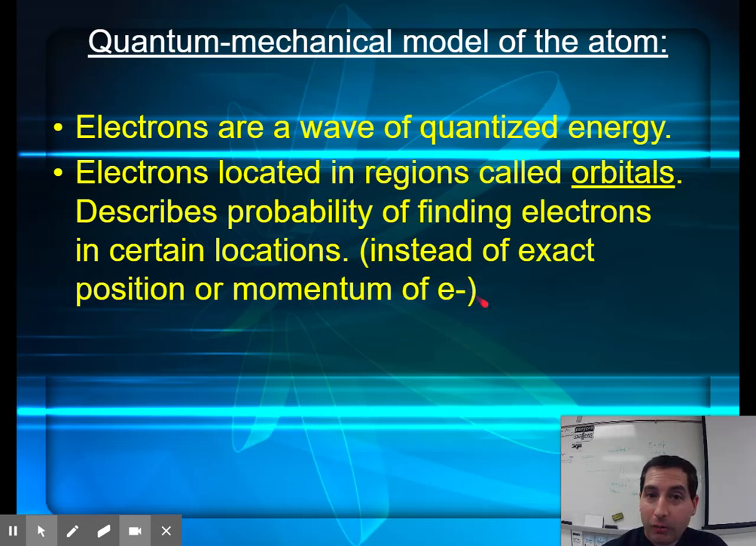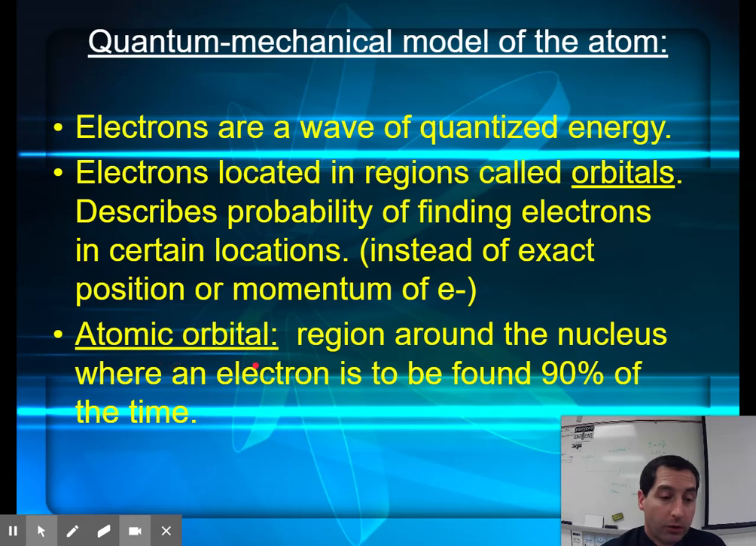So instead of talking about where they are specifically, we talk about them in orbitals, regions of probability. So we say here's a zone in which you can find the electron 90% of the time. And that actually gives us a well-defined zone, and we can talk about the shapes of those orbitals and which electrons are in them and how many.